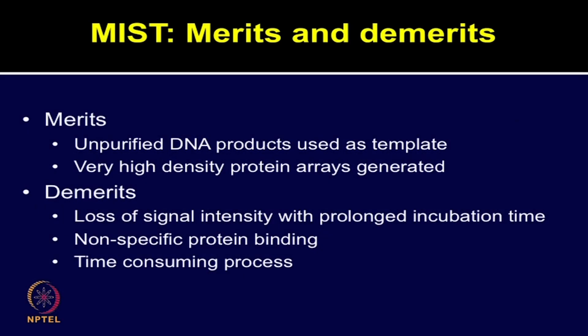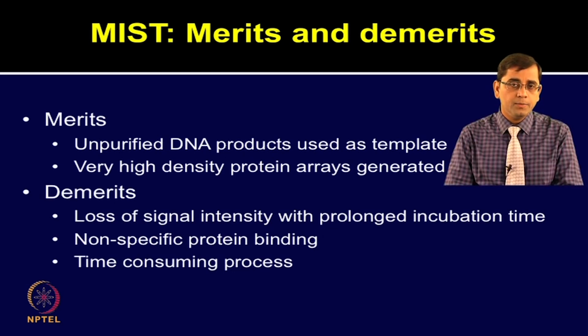There are various merits and demerits of using MIST technology. It allows unpurified DNA products to be used as template source, which is not the case in DAPA. In this method, very high density protein arrays can be generated because the spot chemistry is not very complicated. The limitation of using this technique is that there is loss of signal intensity with prolonged incubation time of the arrays.